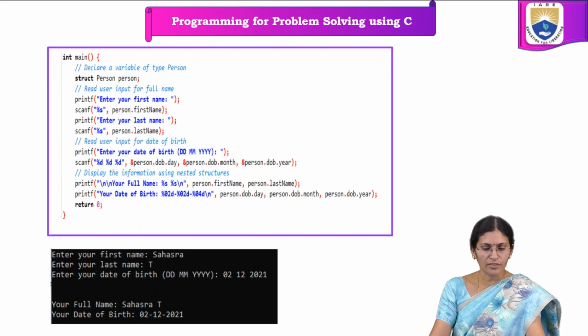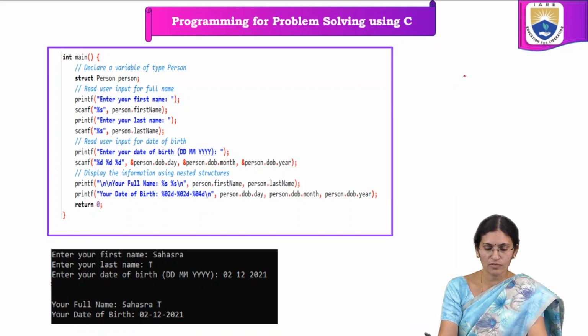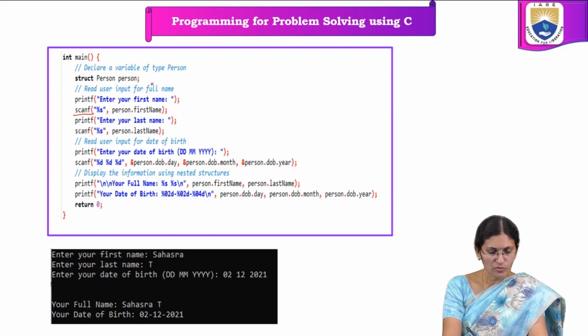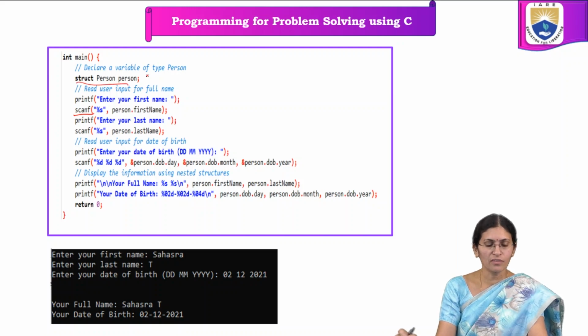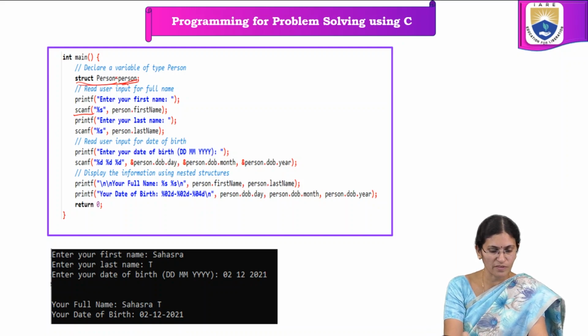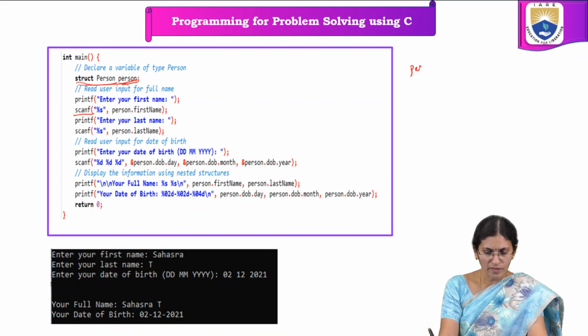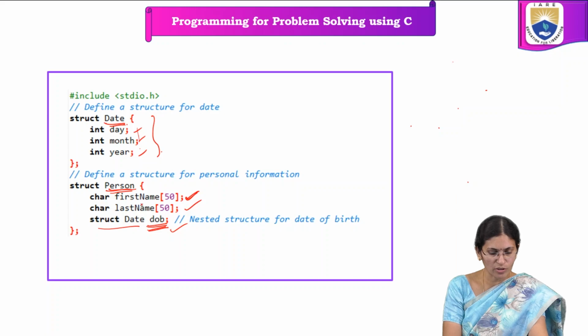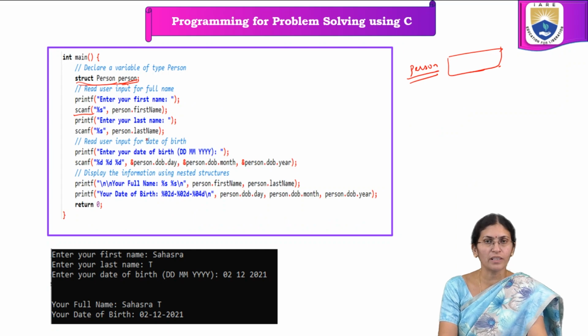Now let us see how we can read the values. As we read values for any variables using the scanf function, we can read values into the structure variables also. Inside the main function, we have declared a variable of type struct person, so person is a variable here and its data type is struct person. In order to access its members, the dot operator is used. Let us see that afterwards. First, let us read the values into the structure.